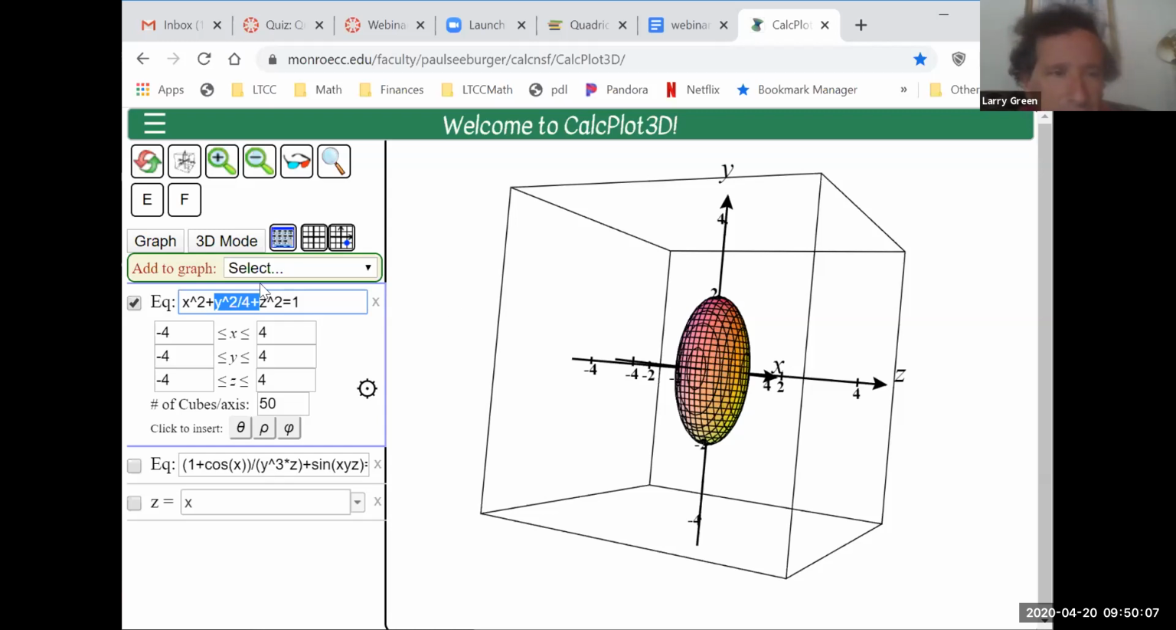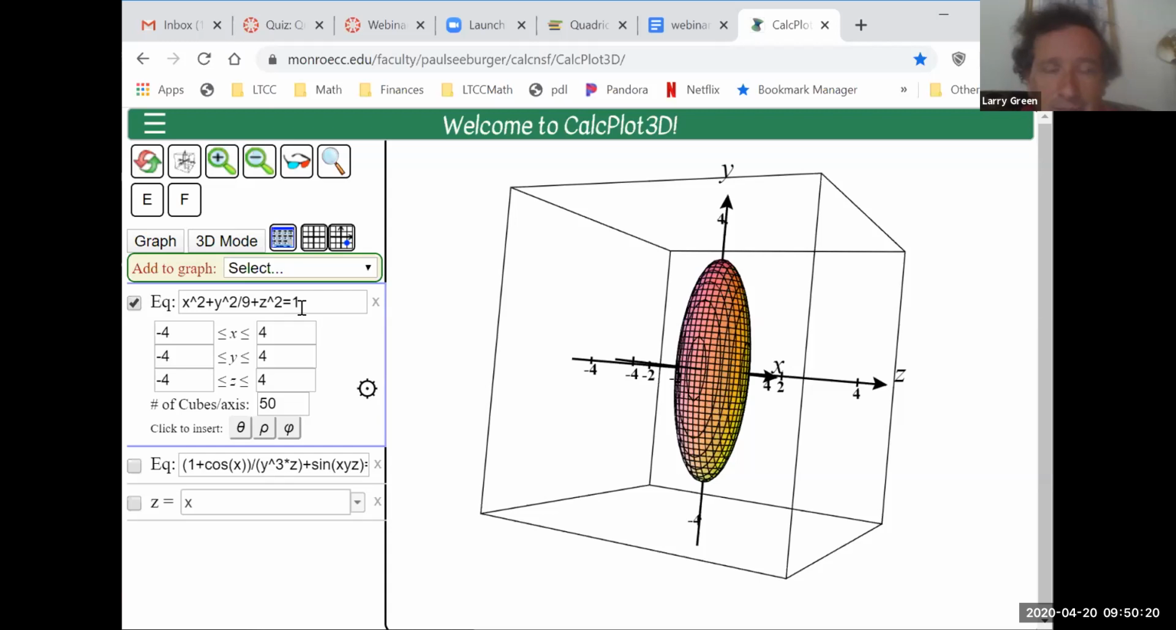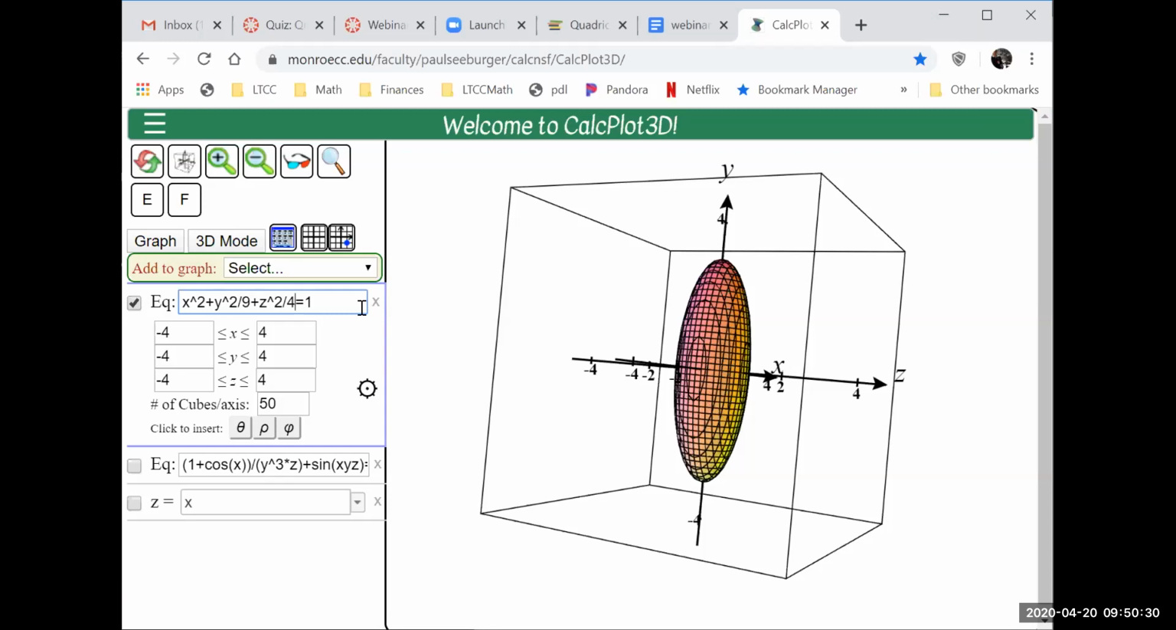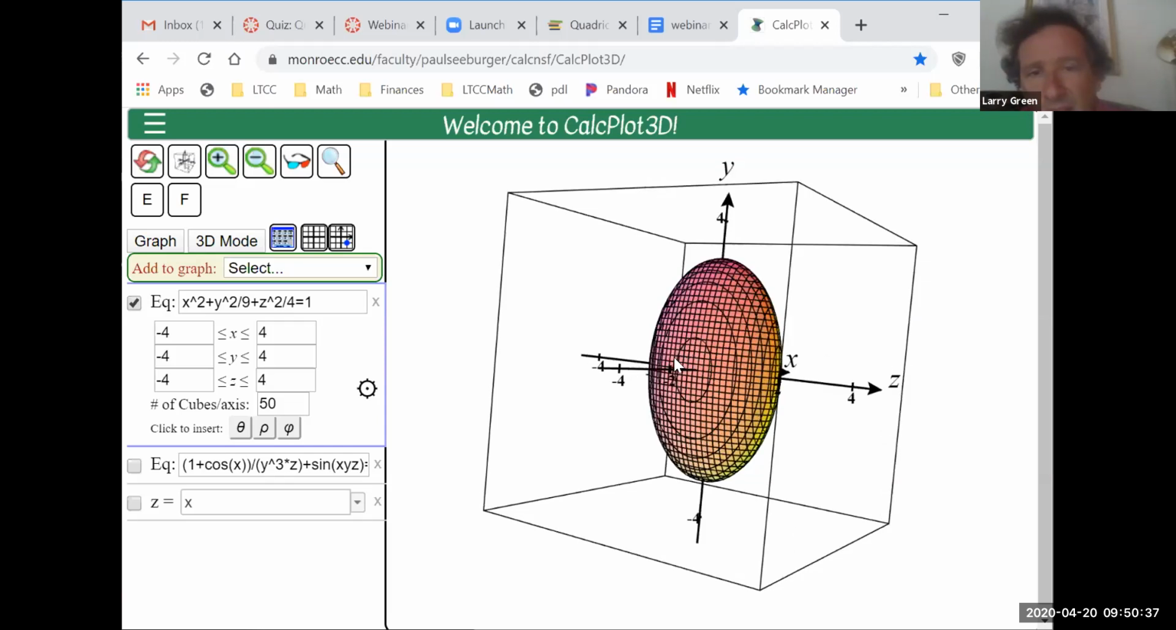Okay. What if I took that 4 and made it a 9? Is it still an ellipsoid? Yeah, that's not going to change, right? I mean, it's going to stretch it out a bit, but you still get an ellipsoid. What if I took the z squared and divided it by 4? Do I still get an ellipsoid? Yeah, because if you take ellipses, you still have an ellipse, right? Any questions on that?